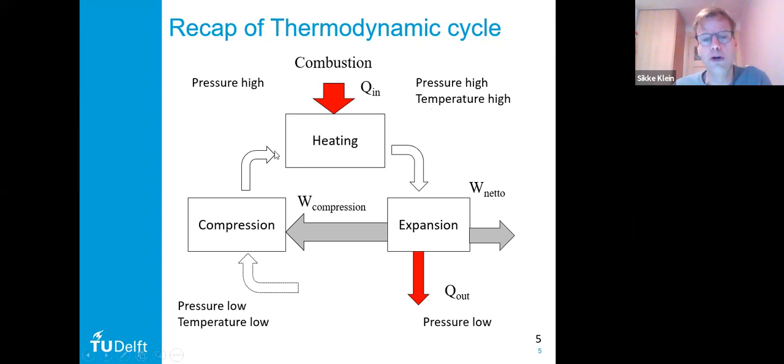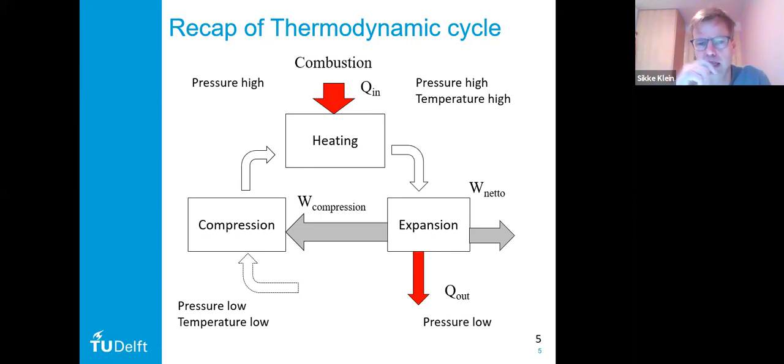And then very important here is the heating. In a gas turbine cycle, or all thermodynamic cycles, we have to heat up the medium. And in a gas turbine, that happens via combustion. Combustion is actually the release of chemical energy into thermal energy, the conversion of chemical into thermal energy. That's what happens in combustion.